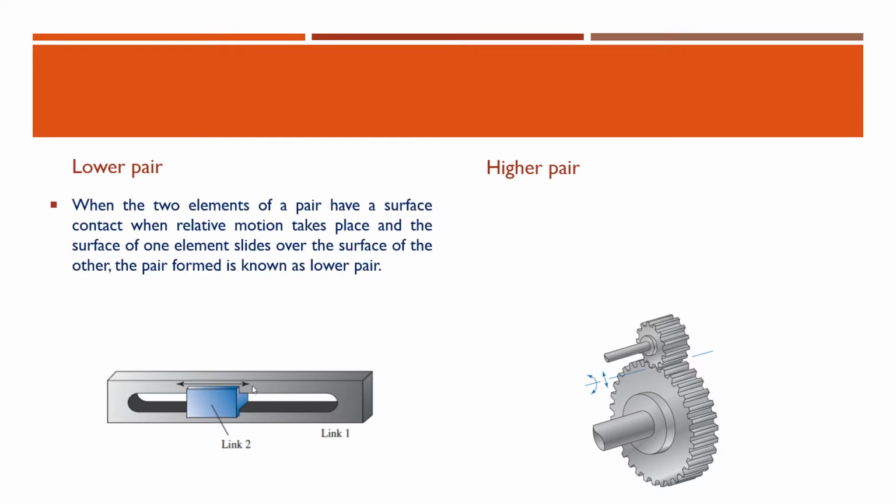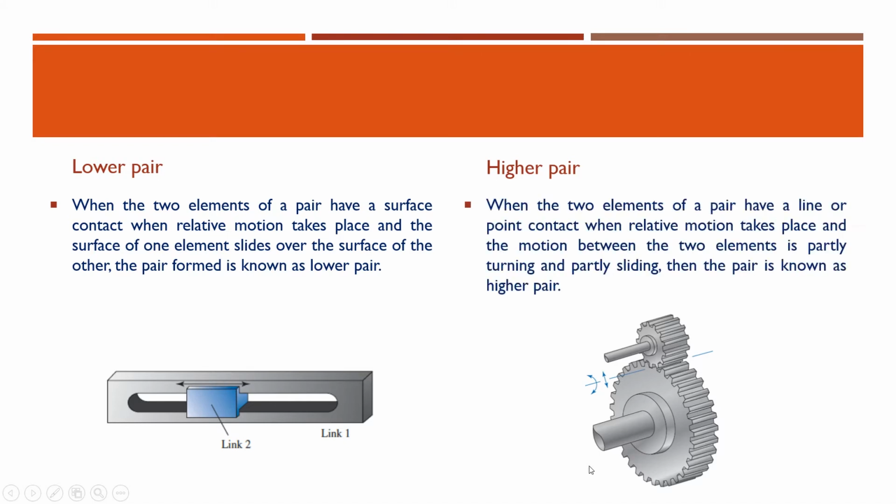So, look at the definition. When the 2 elements of the pair have a surface contact when relative motion takes place, and the surface of one element slides over the surface of the other, the pair is known as a lower pair. That is basically simply saying surface contact. When the 2 links or elements have a surface contact when relative motion is taking place, then it is called a lower pair. This one is the perfect example for it.